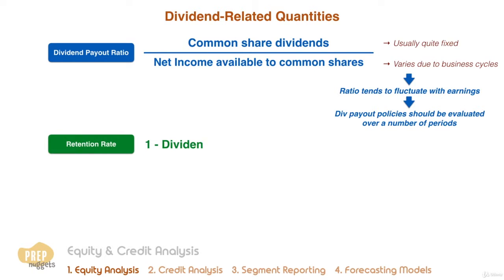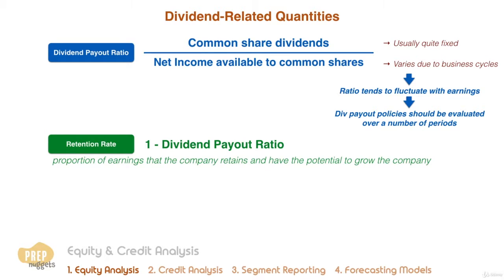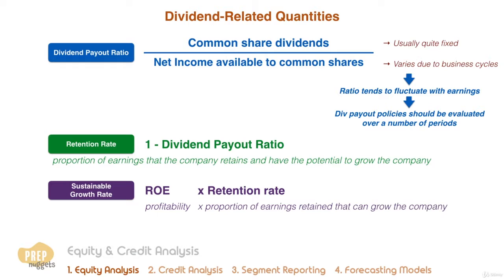The retention rate is the complement of the dividend payout ratio. It can be viewed as the proportion of earnings that the company retains and that has the potential to grow the company. A company's sustainable growth rate is viewed as a function of its profitability, measured as ROE, and the proportion of earnings that are retained that can realize this growth, measured as the retention rate. The sustainable growth rate can therefore be viewed as how fast a firm can grow without additional capital from external sources. A higher ROE and a higher retention rate result in a higher sustainable growth rate.